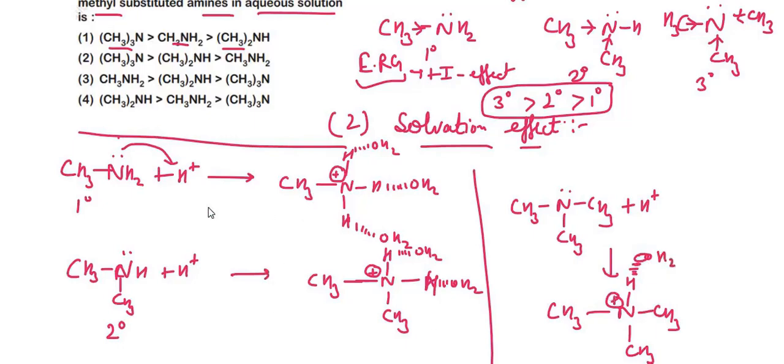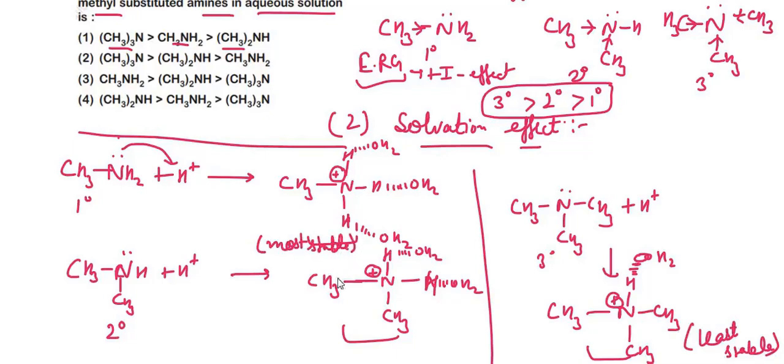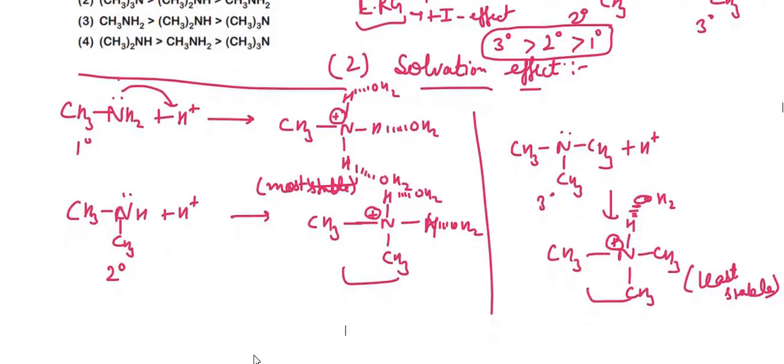So when we observe the case after conversion to ammonium ion, primary will show 3 hydrogen bondings, secondary will show 2 hydrogen bondings, and tertiary will show 1 hydrogen bonding. Fewer hydrogen bondings means less stable. More hydrogen bondings means more stable. And here stability is directly related to basicity. So the primary one is more basic as compared to secondary, as compared to tertiary, according to this solvation effect. Primary, then secondary, and then tertiary.